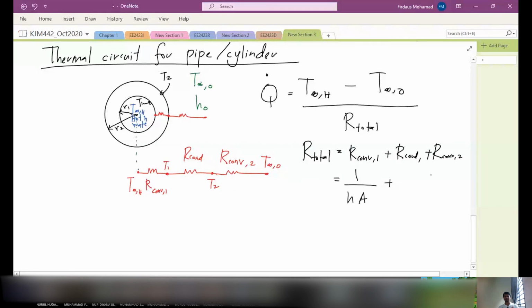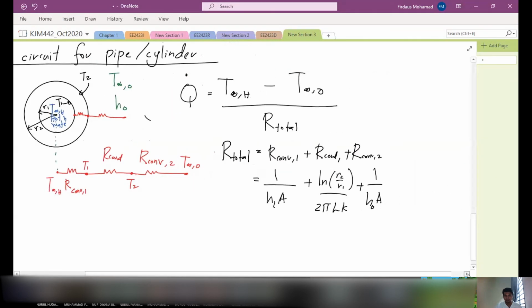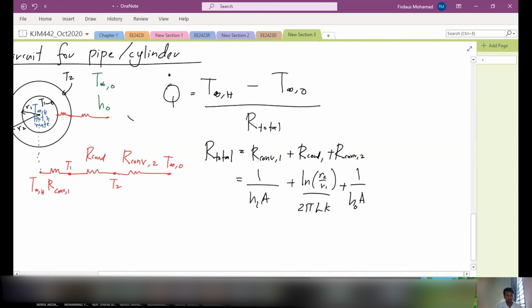Ni silinder. Ln R2 over R1 over 2 pi LK. Yes, 2 pi LK. And then 1 over H, ni H apa ni? H1 atau H2, ataupun HO, kali dengan A. So area for the cylinder equal to 2 pi R.